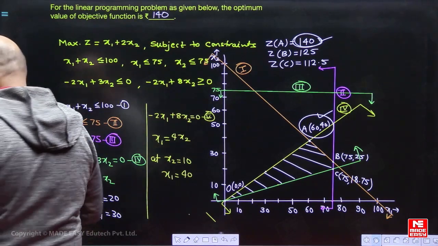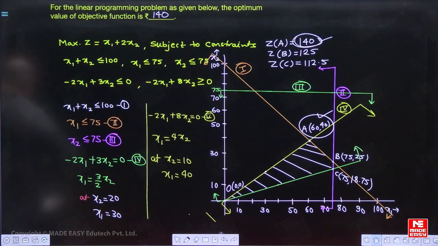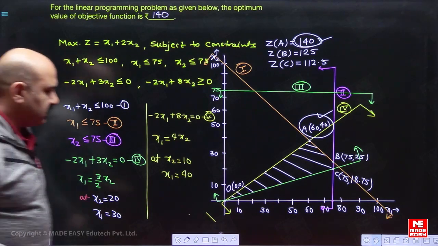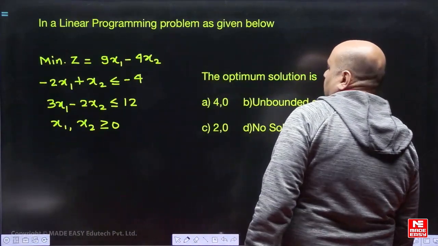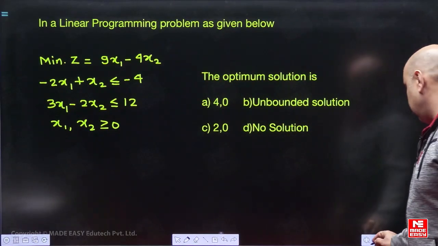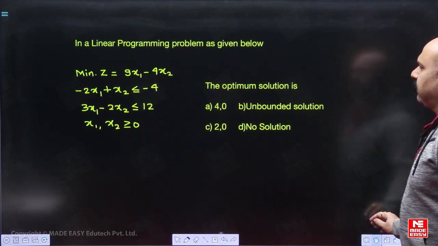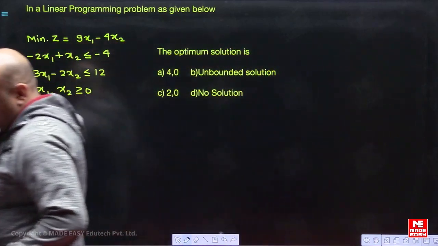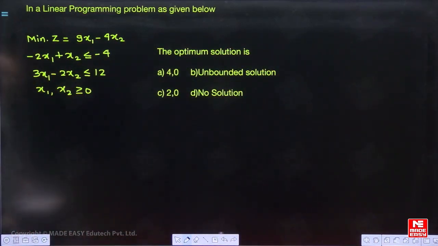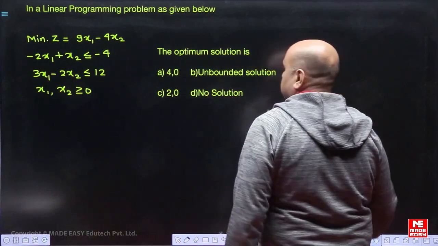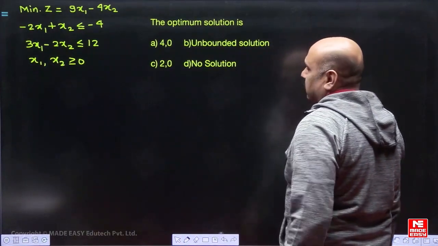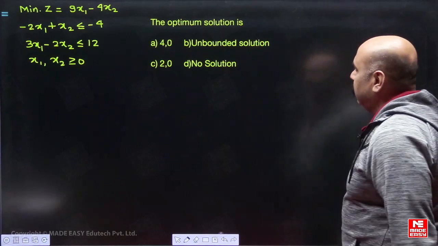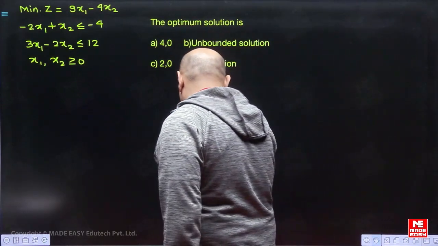Next, we'll move to the next question. Again from linear programming. Again it looks like an easy question, and even sometimes here also the students make mistakes while solving this type of question. They do make mistakes. Now the question is a minimization in a linear programming problem, given below. The objective function is for minimization. Minimize z, 9x1 minus 4x2, subject to the constraints. Constraints are given, and we need to find the optimum solution. 4 options are given.